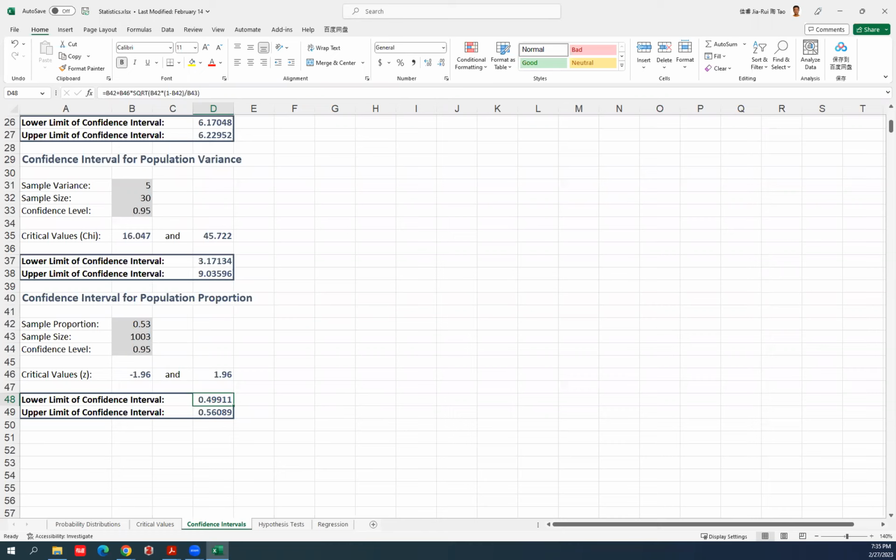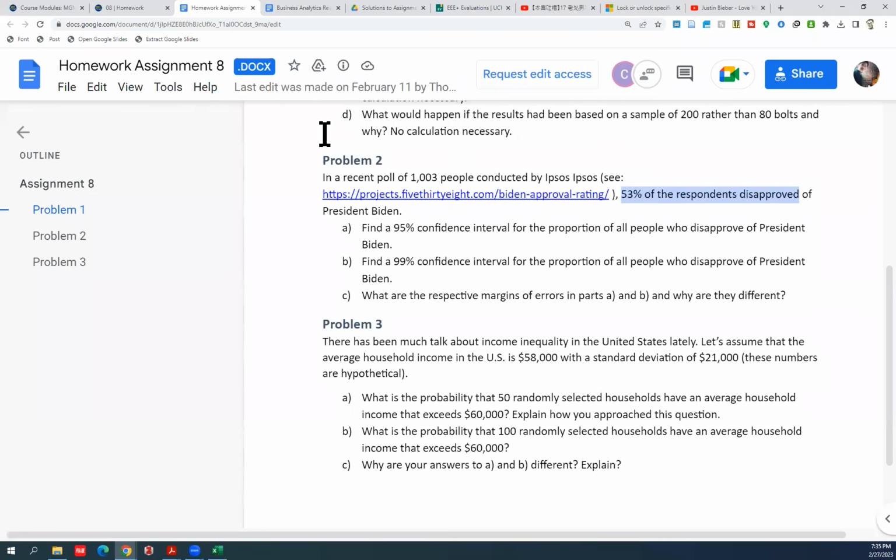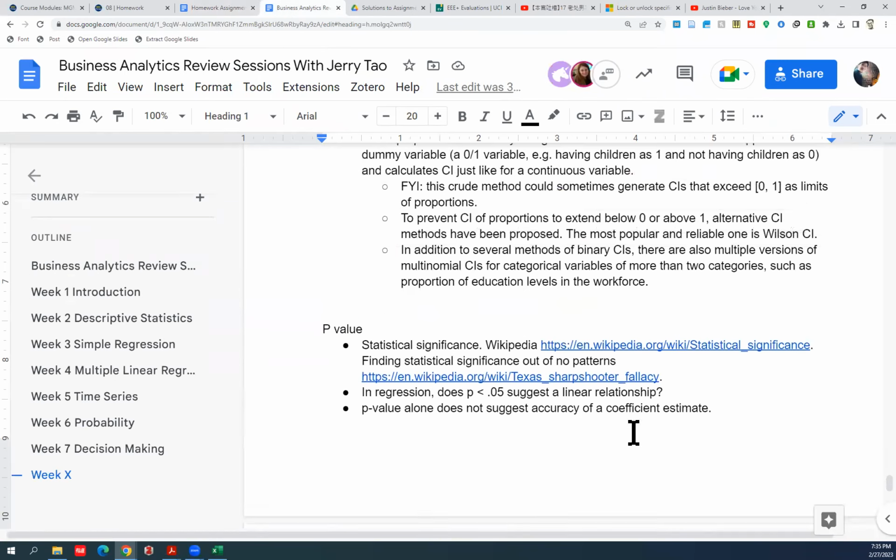And to build on that, let's take a look at some of the notes I have.